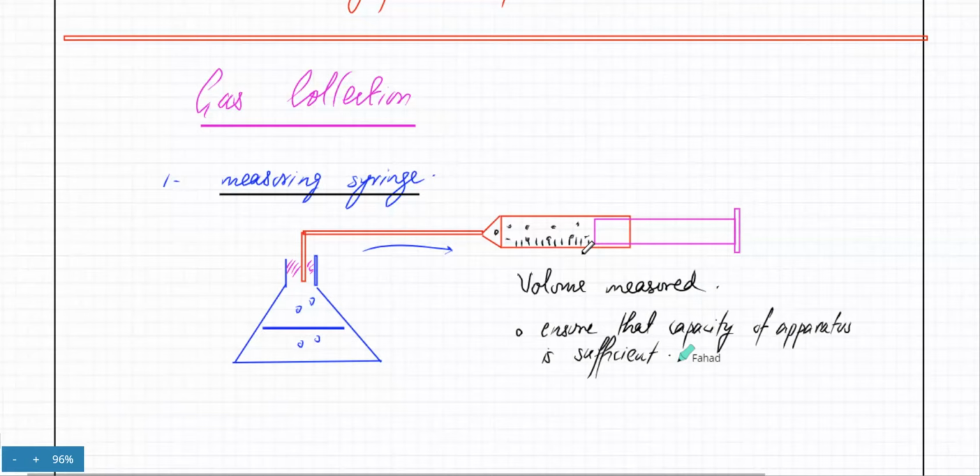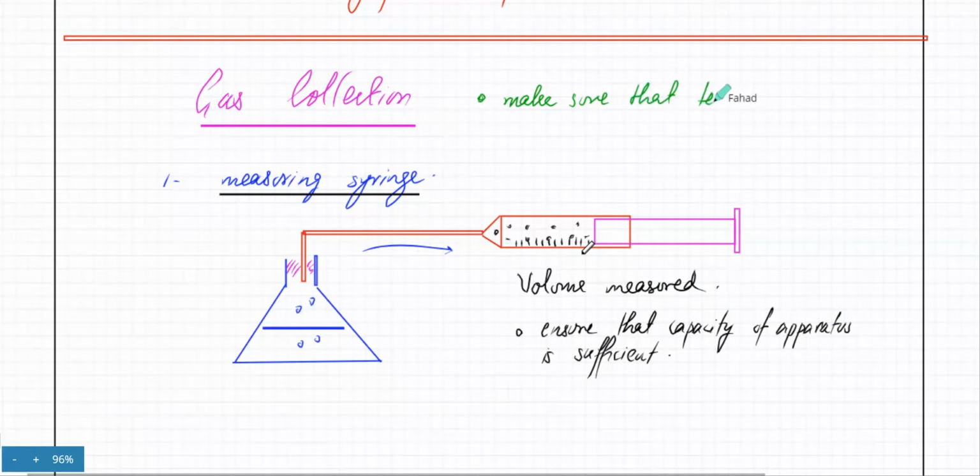The other thing obviously is, in gas collection there's going to be one huge problem, and that problem is that you have to make sure that temperature and pressure don't change.